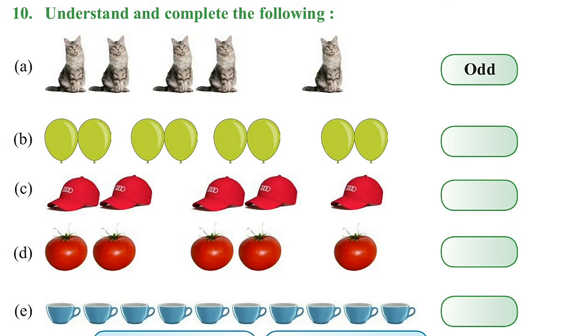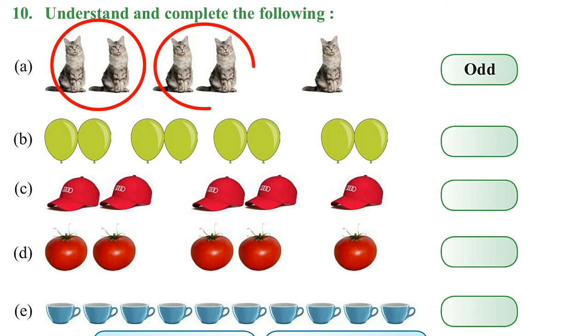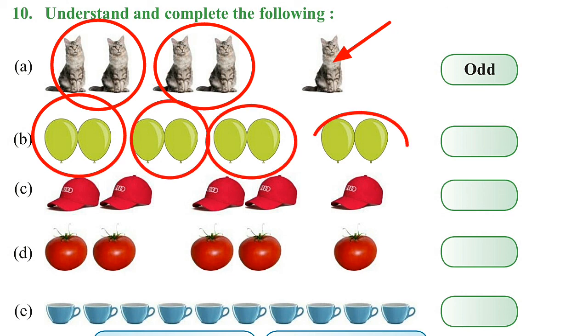Now 10th part is understand and complete the following. Here you can see, you can count them. From the picture it is clear that when we take two same things together, it is called a pair. Pair means दो साथ में एक pair बनाते हैं, right? Here in A part you can see these two cats are making a pair. Next two cats also making a pair, but last one is single. So from here it is clear that these are an odd number of cats, right? Now from the B part, first pair is complete, second pair is complete, third pair is complete, fourth pair is also complete. So this is an even number, right?